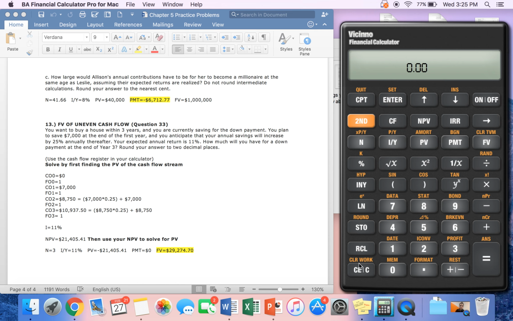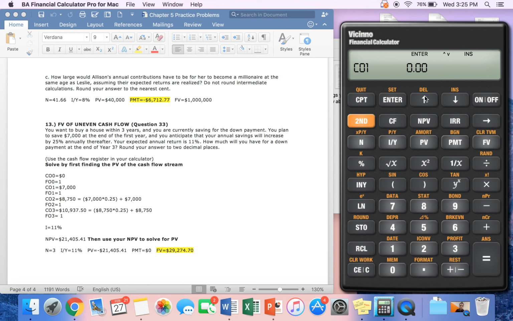So if I clear out my calculator, come over here to the right, we'll want to make sure that we are in end mode here because we are dealing with an ordinary annuity, because these are being put in at the end of every year. So we're going to go ahead and click the CF button up here. And just like the previous question, we're going to go ahead and clear our cash flow register out. So second, clear TVM, and then clear work. So we're going to go ahead and arrow down through this.